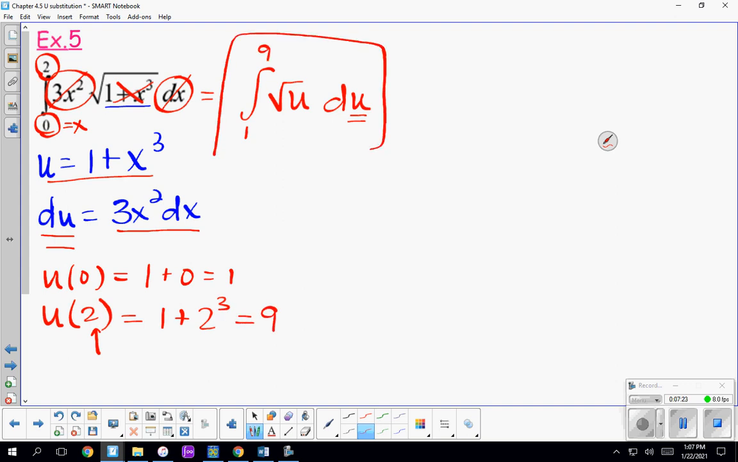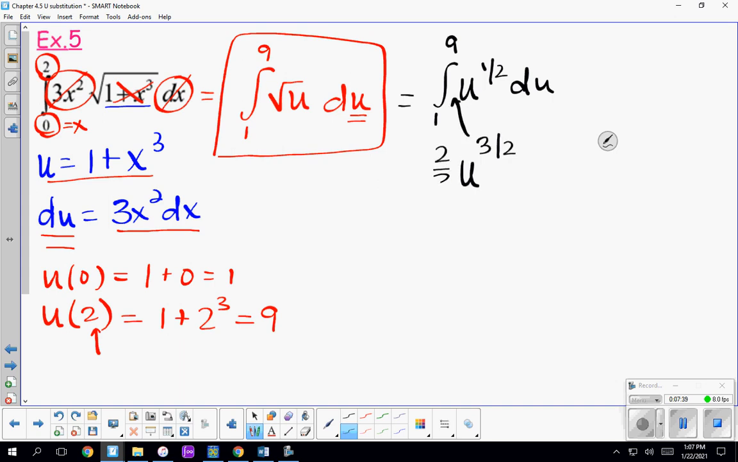And now I have a nice integral. The only other thing I need to do is make sure that I write this as a power. So I'm really integrating from 1 to 9, u to the 1/2 du. So I'm going to add 1 to my exponent, and I'm going to divide here. So I'm left with 2/3, and I'm evaluating that from 1 to 9.